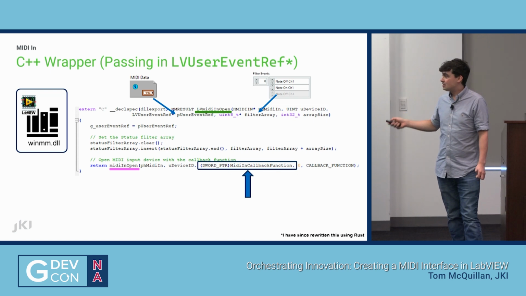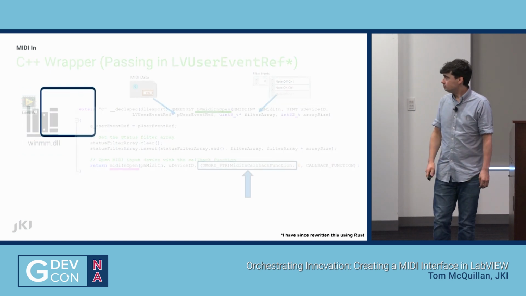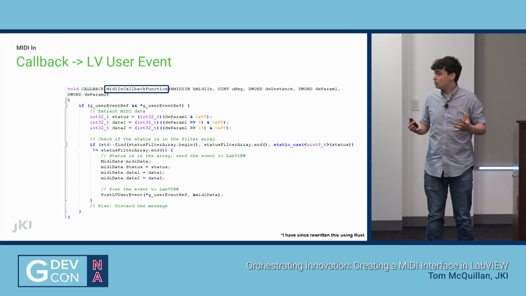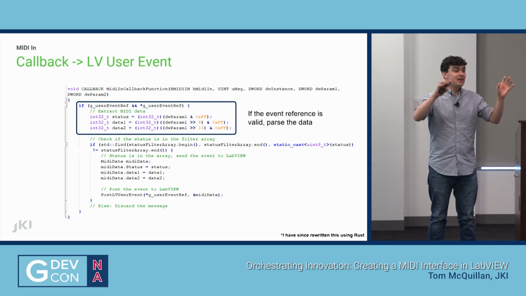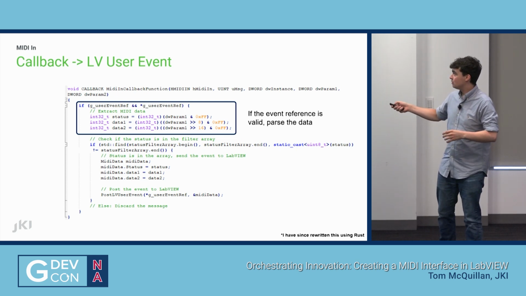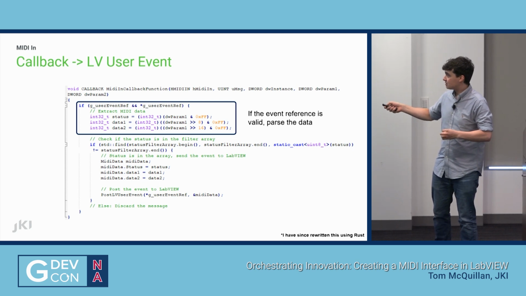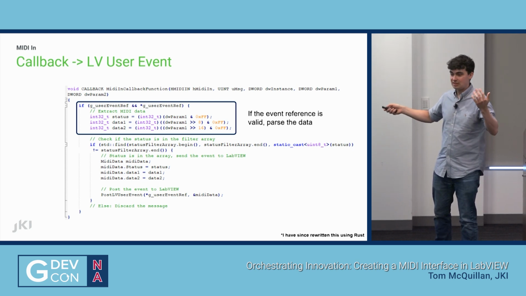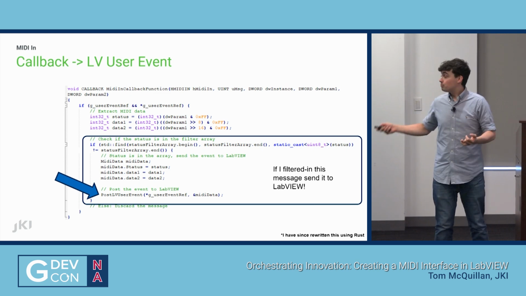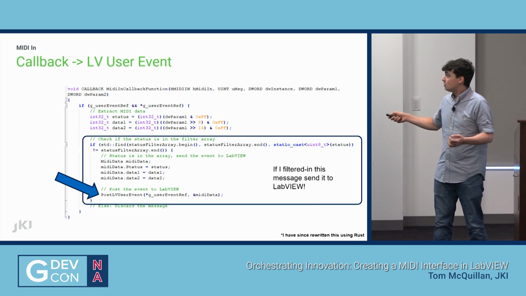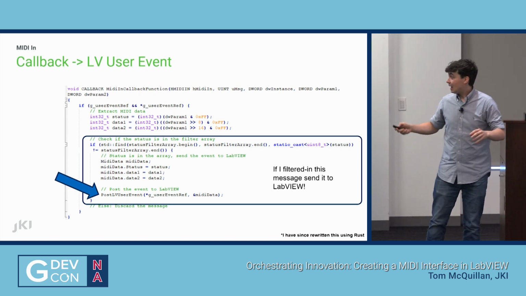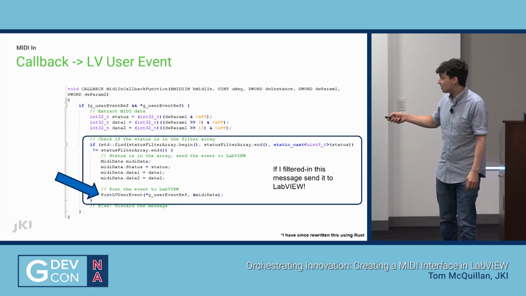Then, I need to specify some sort of callback function. That callback function, again, is actually quite straightforward. The first thing I do is, if this reference is valid, move on to the next step. So if it's valid, I'm going to look at the data, parse the data into the status, data 1, data 2, that I can use later on in the code. And if that all works okay, I check, is that user event one of the ones I wanted? Is it a note on or note off?